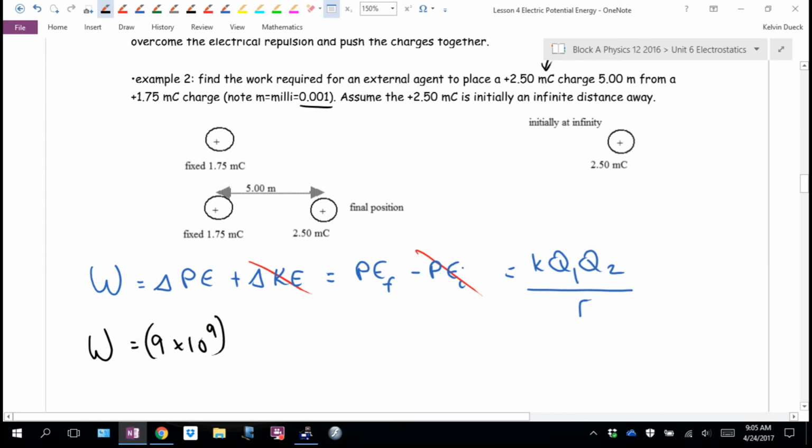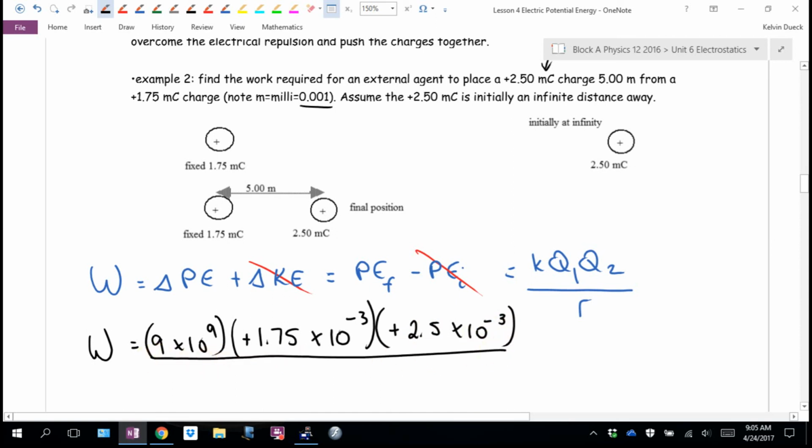By the way, I think it's actually 8.998 or 8.9998 times 10 to the 9. Close enough. Q1, that'll be the fixed charge, positive 1.75, and it's milli, which is 10 to the negative 3, or you can just multiply by 0.001. Q2, the moving charge, positive 2.5 times 10 to the negative 3 millicoulombs.